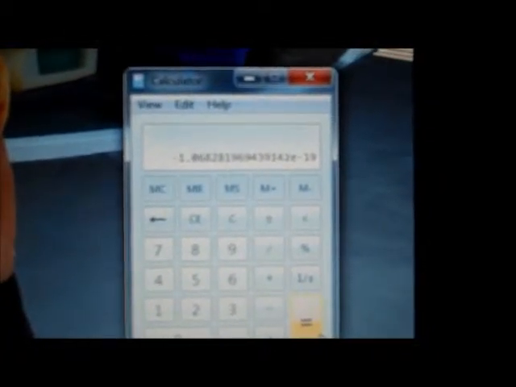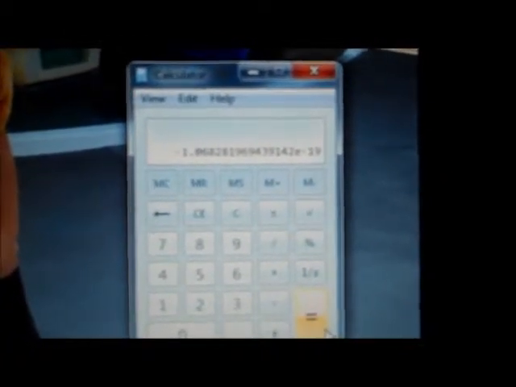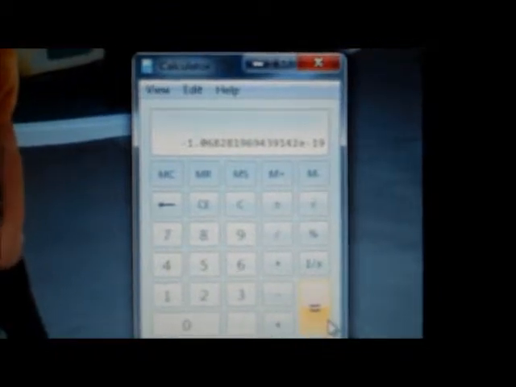Now, the square root of 4 is 2, and if I take away 2, that's 0. But I've actually got this number here, minus 1.0682819, blah, blah, blah, e to the minus 19, which means 10 to the minus 19, which is an amazingly small number. But that's what happens with calculators. They don't use exact values, they use approximations. So I thought that was really cool.